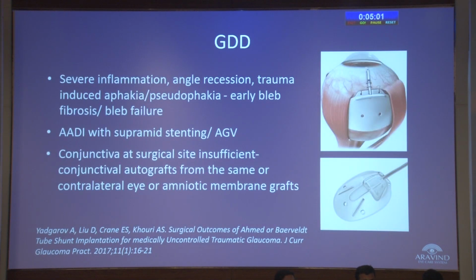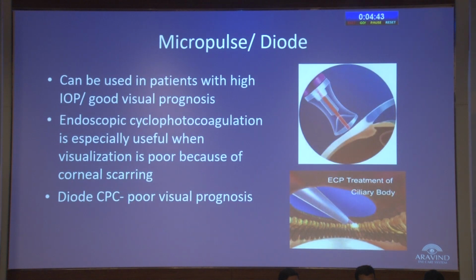Regarding GDD, if the patient is having severe inflammation, angle recession, trauma-induced aphakia or pseudophakia, then they are prone to develop early bleb fibrosis. So in such patients, we preferably choose RD with supramid stenting or AGV, depending upon the severity of glaucoma. And in patients with a very good visual prognosis, when the intraocular pressure is going to be really high, who are predisposed to develop a lot of choroidal complications with invasive glaucoma filtering surgeries, then we may preferably do a micropulse. If the patient's visual prognosis is going to be poor, then we prefer doing a diode CPC.